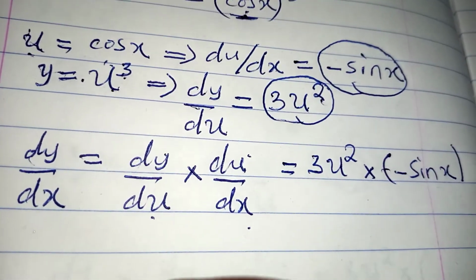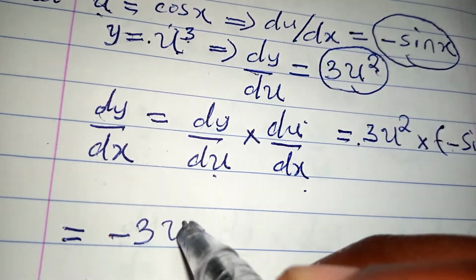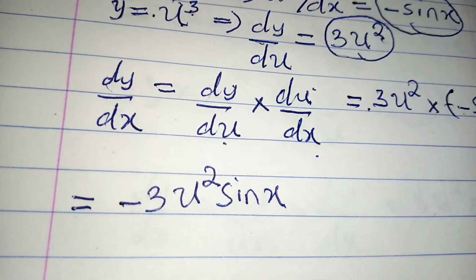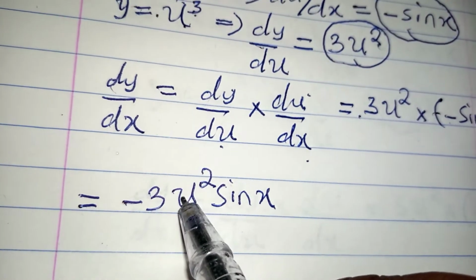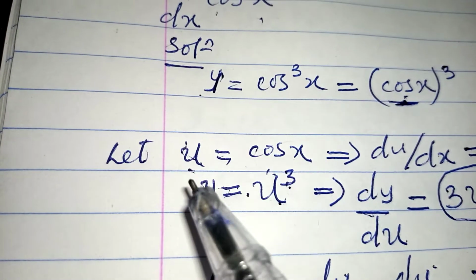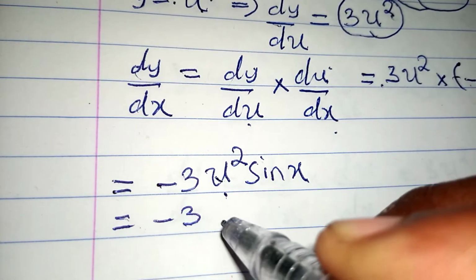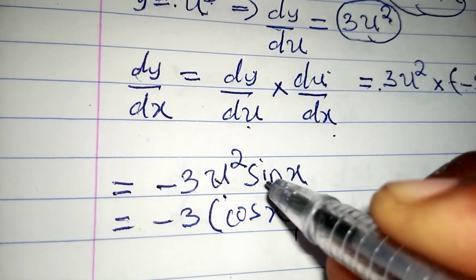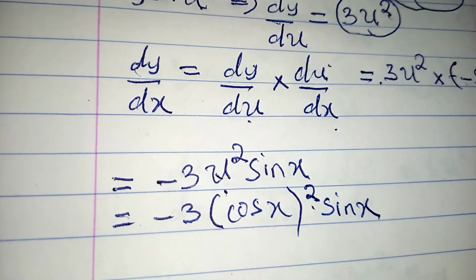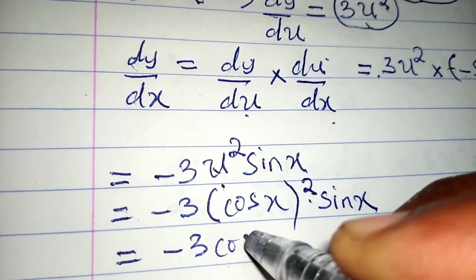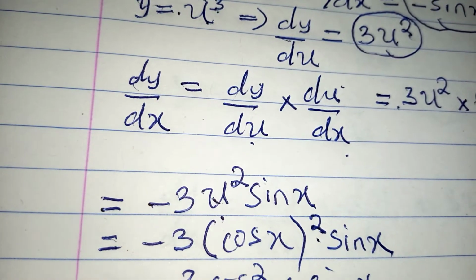Beautiful. And then this now becomes equal to, notice that this negative can come right outside. So we have negative 3u squared sine x. Okay. And then at the end of the day, you realize that u was taken to be cos x. So in place of u, I'll put back cos x, which now gives me minus 3 cos x, all squared because of the squared here, and then sine of x. And at the end of the day, this 2 comes on top of the cos, which simply becomes negative 3 cos squared x, then sine of x. Beautiful. So this is what the chain rule gives us, this answer.